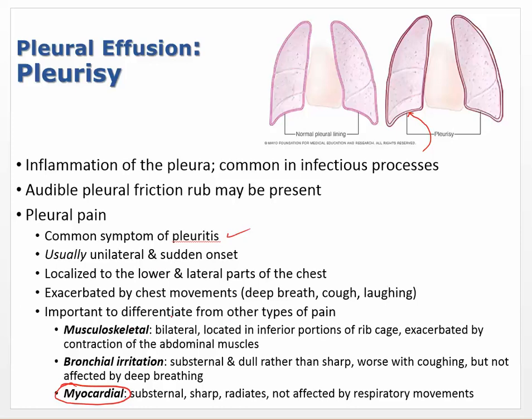So it's important to differentiate from other types of pain, like musculoskeletal, which tends to be bilateral. In the case of a pleurisy, it's going to be generally unilateral.